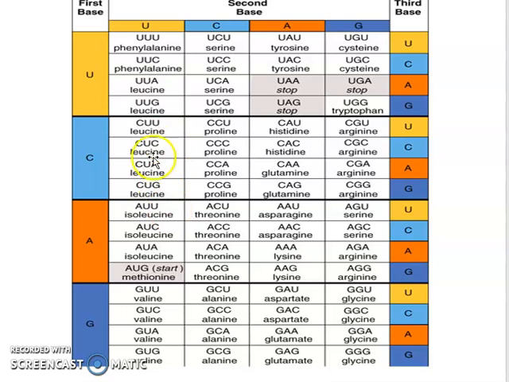Here we see the same thing. CUU only gives me leucine. It will never give me any of the other 20 amino acids. Here I've got CUC, which will also give me leucine. CUA will give me leucine. CUG will give me leucine. But they will never give me any of the other amino acids.